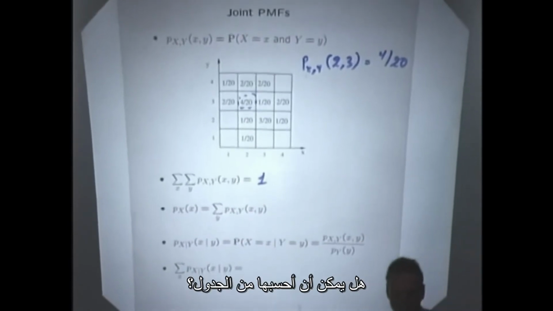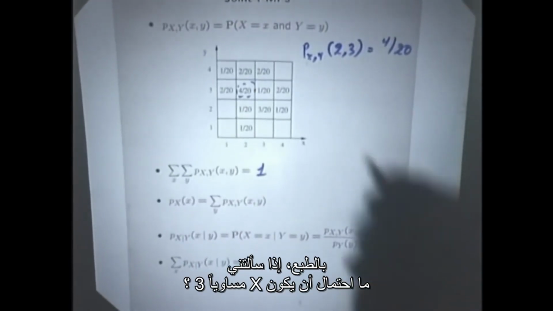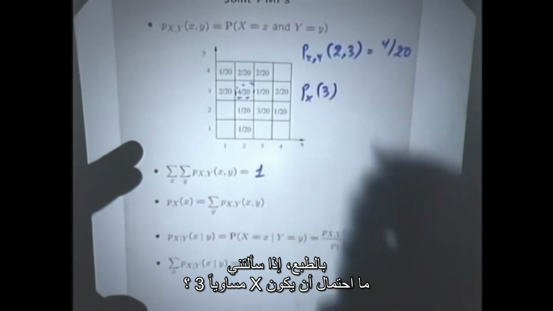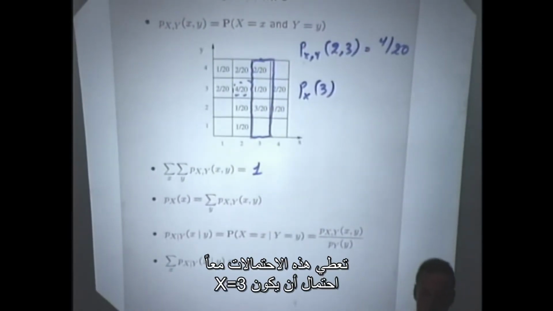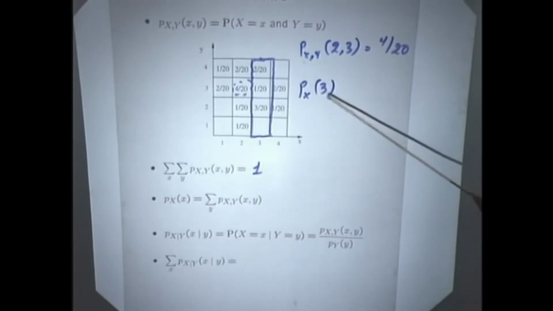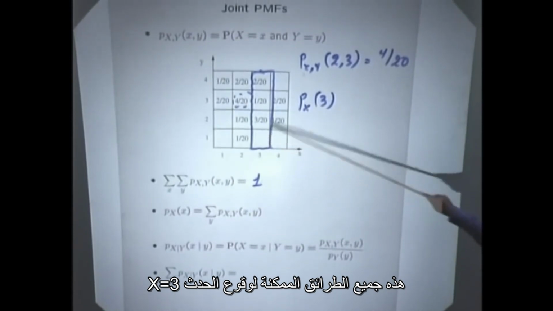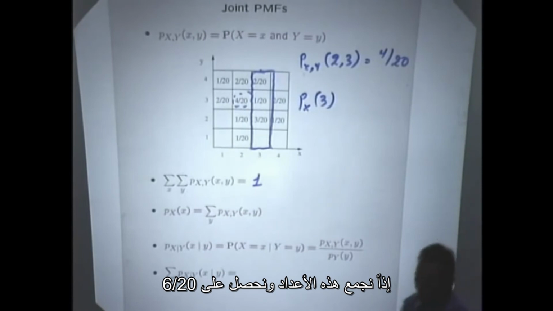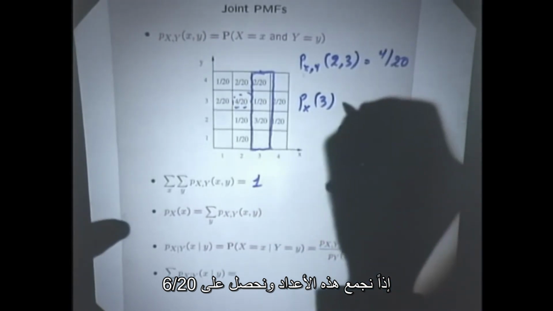Can I find it from the table? Of course I can. If you ask me what's the probability that x is equal to 3, what I'm going to do is to add up those 3 probabilities together, and those probabilities taken all together give me the probability that x is equal to 3. These are all the possible ways that the event x equals 3 can happen. So we add these and we get 6/20.